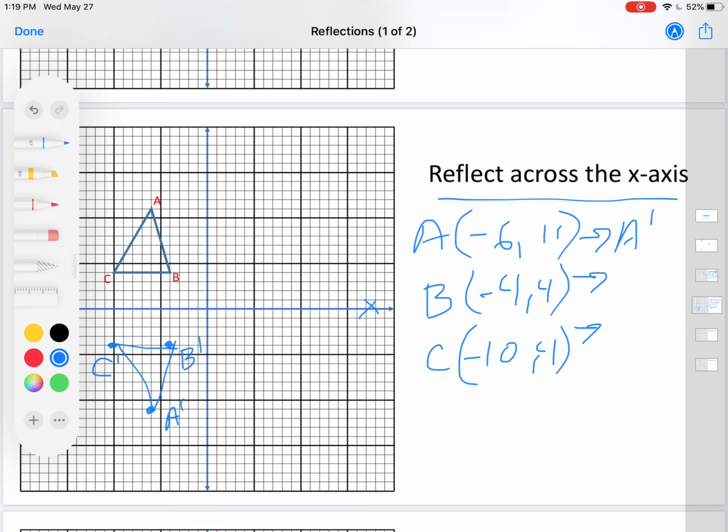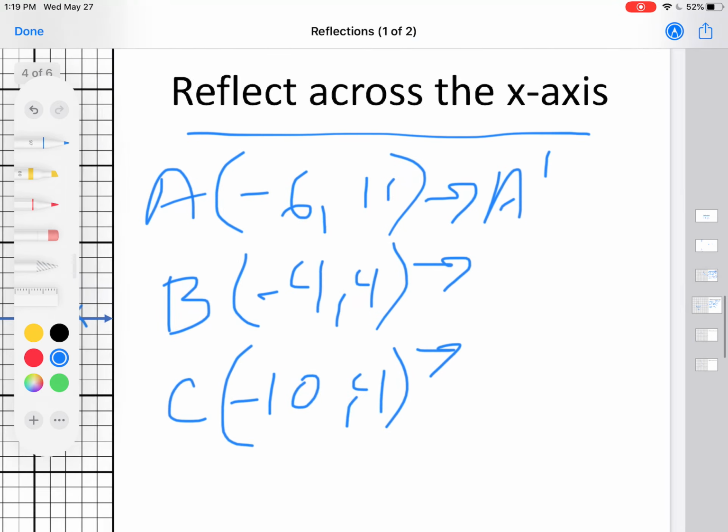See what happened to A prime. A prime's way down here. It's -6, -11.